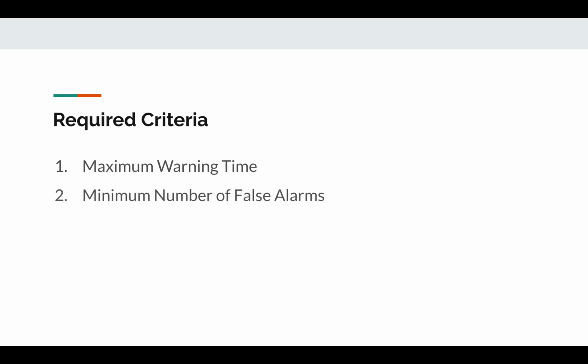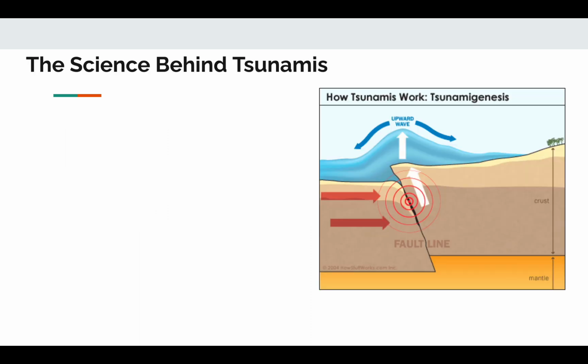First, I needed to make sure that I gave enough warning time, which is important because it'll give people time to get to higher ground. Secondly, minimal false alarms is important because a high number of false alarms may cause people to ignore the warnings and ultimately put them in danger. And lastly, I needed to make sure that I kept the cost minimal. The money for the warning system comes from the same account as schools, bridges, and roads, so I had to make sure to keep the cost low.